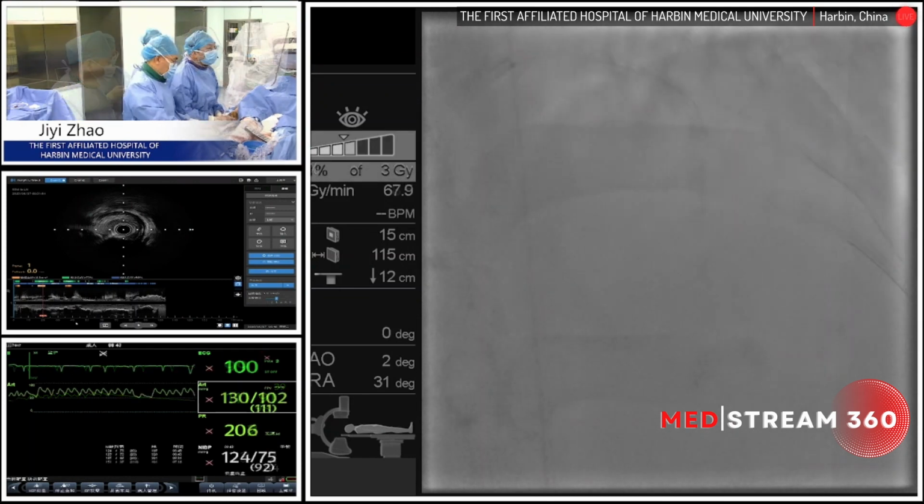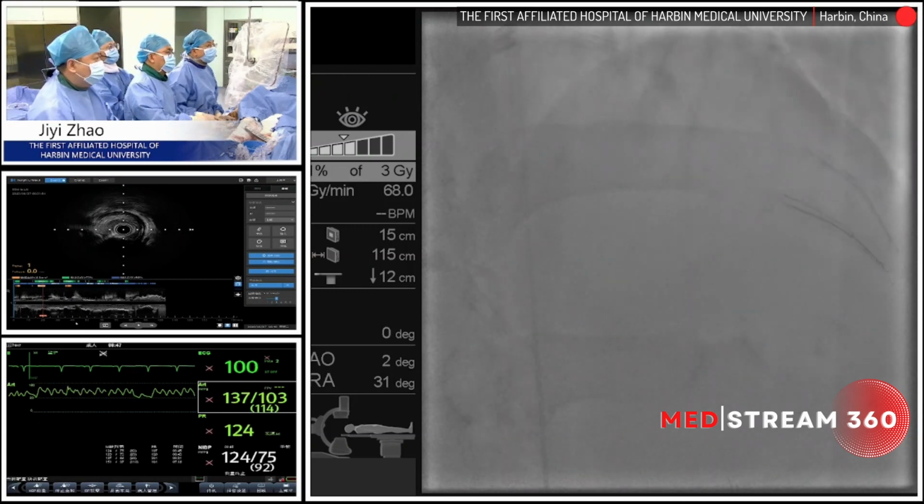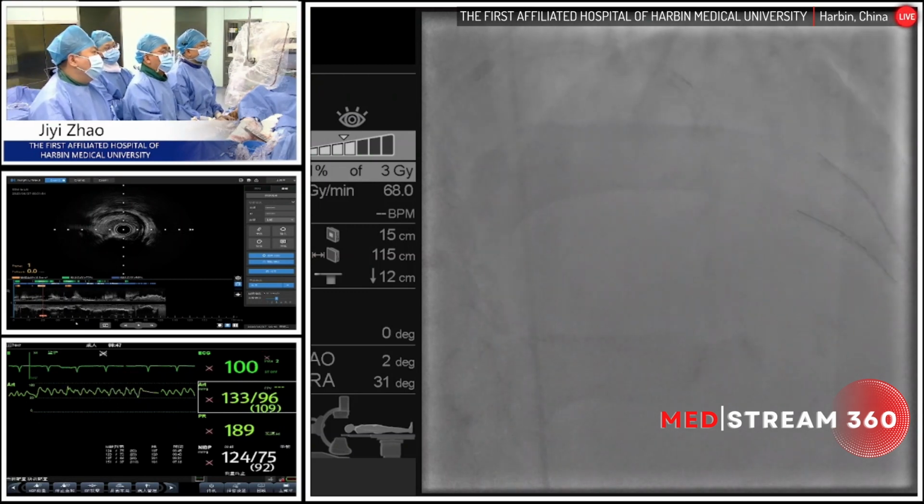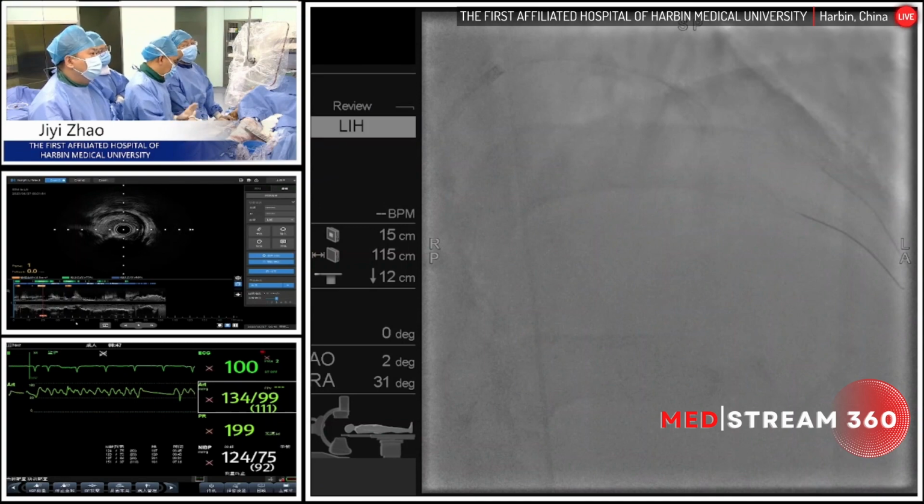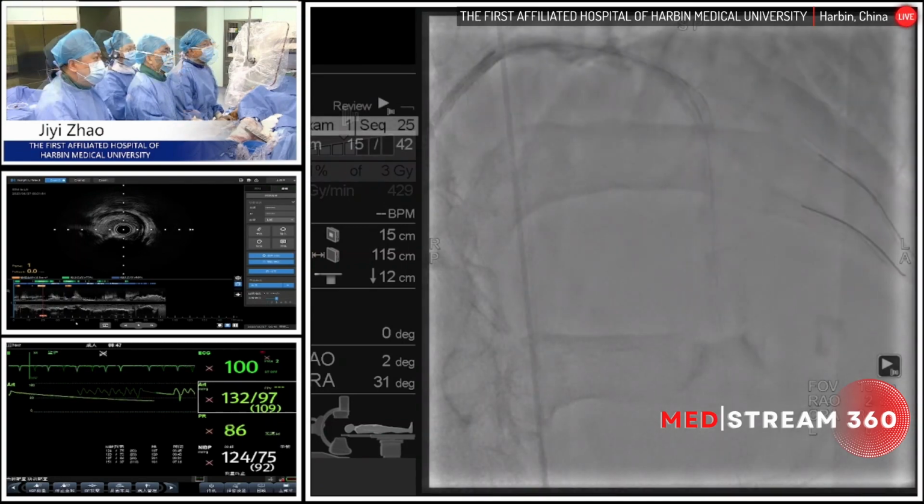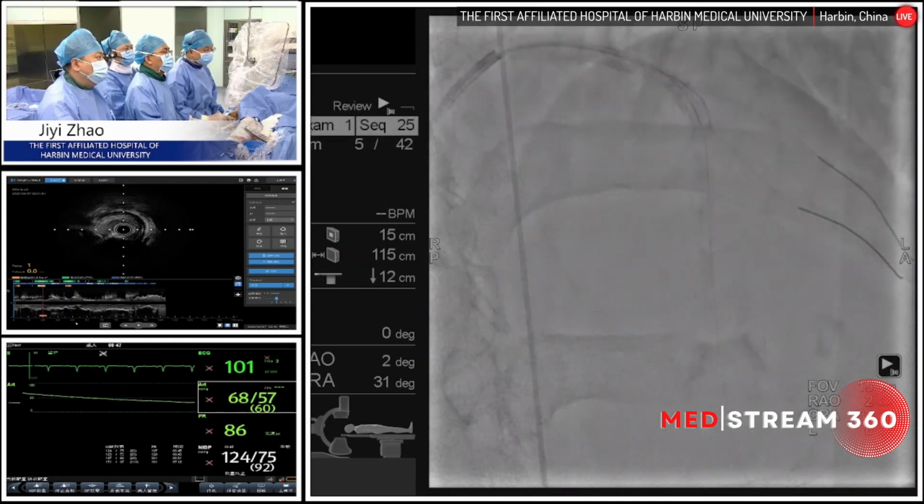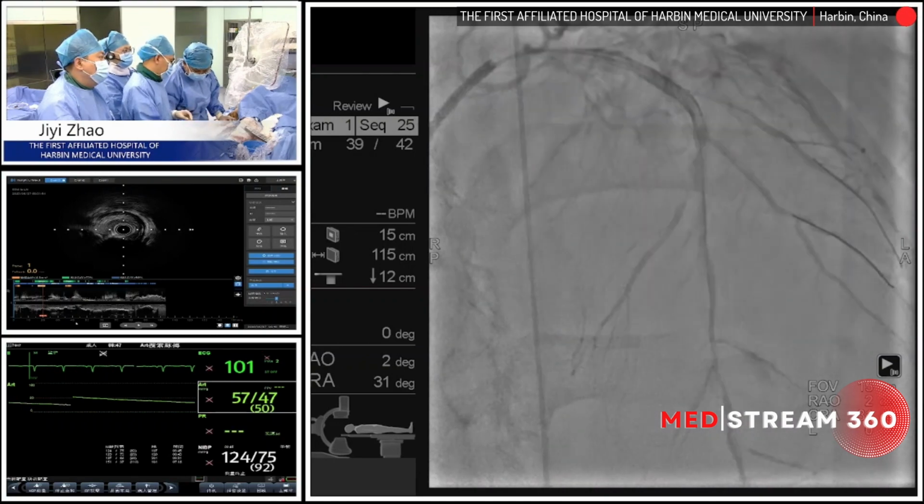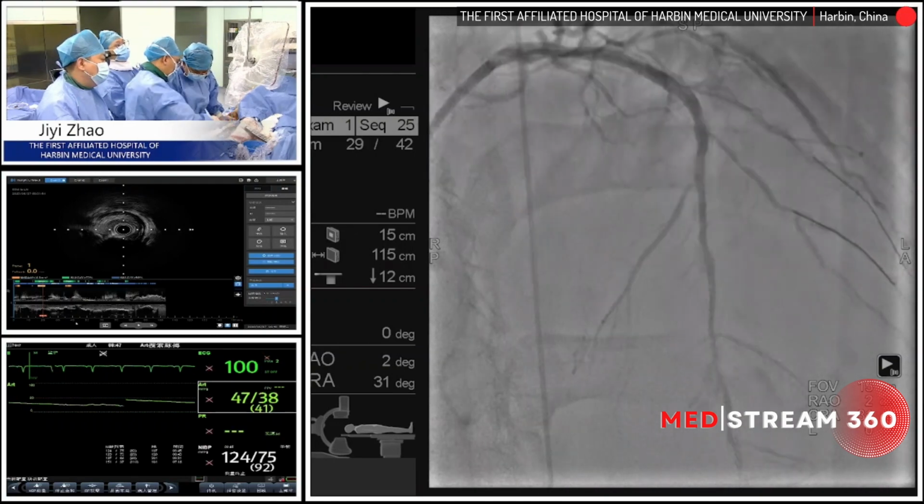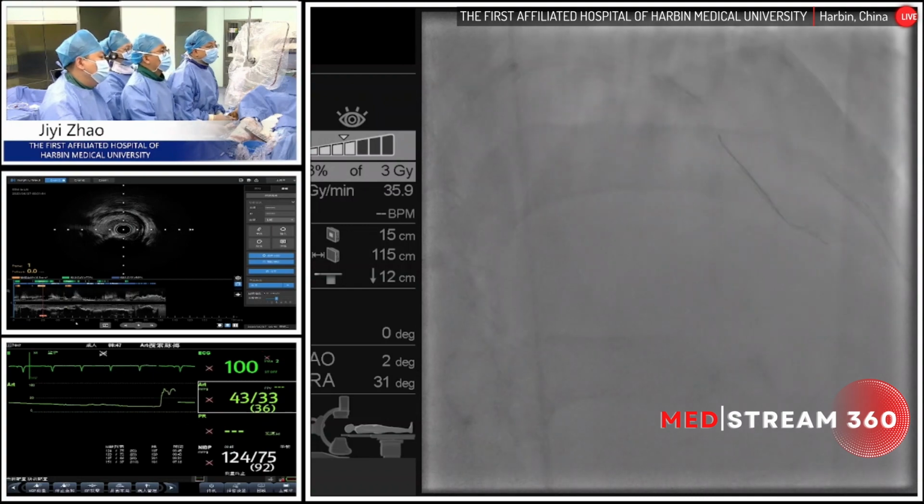IVL balloon in. So I think that CABG for this patient is a potential choice, but maybe not the first recommendation for the patient. And now we can see that Professor Zhao has just finished the implantation of the first stent, and from angiography we can see it's well expanded.